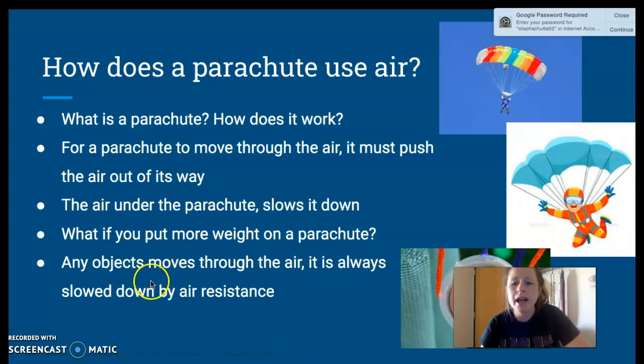Any object that moves through the air is always slowed down by air resistance. So anything that's coming down from the sky, from the air, is always slowed down by air resistance. So when the air is pushing up against a parachute, that's called air resistance.